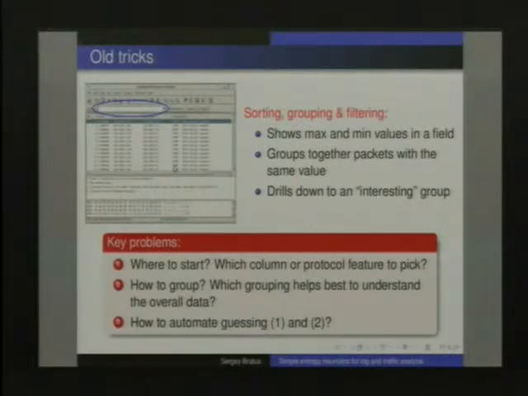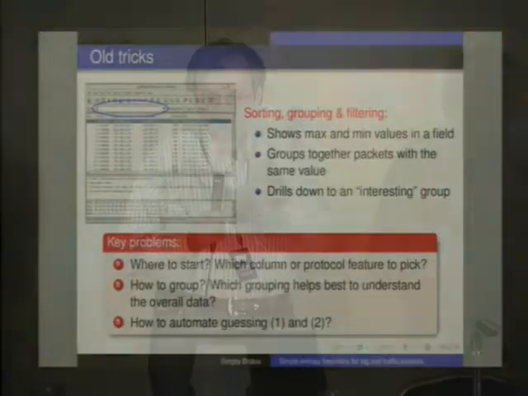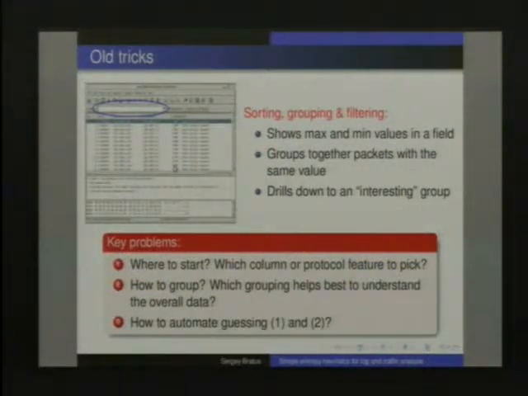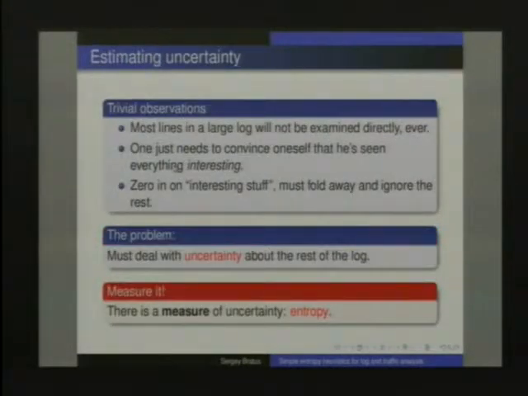Anyway, the problem is where to start. There are hundreds of protocol fields. There are hundreds of potential columns. Which column or protocol feature to pick? And how to group. Sometimes, if you get that one extra column out there, you understand the data set immediately. But which one? So which grouping, which clustering helps you understand the data better? How to automate guessing the starting point and the best grouping algorithm? How to defeat that empty space scroll bar? And we just have to think about this mathematically.